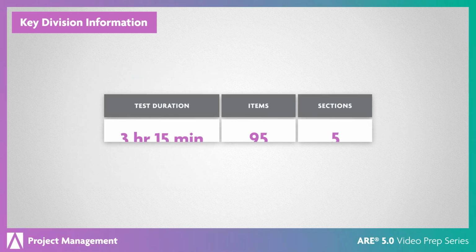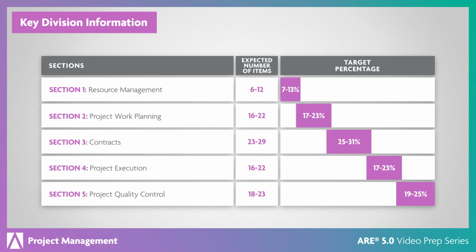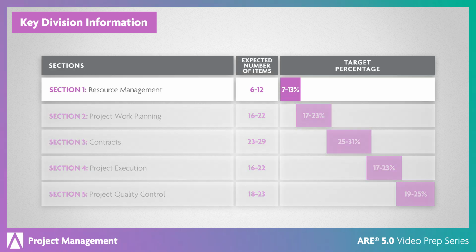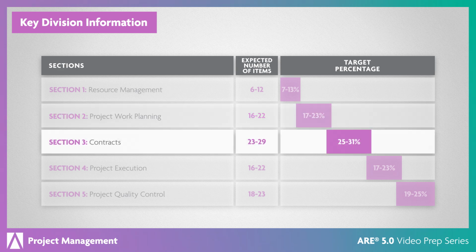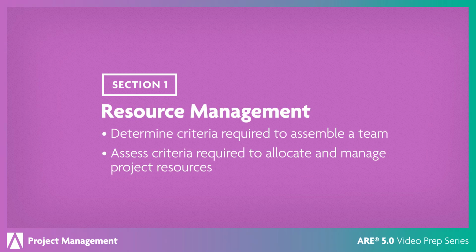You'll have 3 hours and 15 minutes to answer 95 items in this division. The content is distributed between resource management, project work planning, contracts, project execution, and project quality control. Once you have a signed contract, it's time to determine what resources you'll need to execute the project. In resource management, you will need to determine the composition of the project team and how each team member's time will be managed and allocated in order to execute the project.